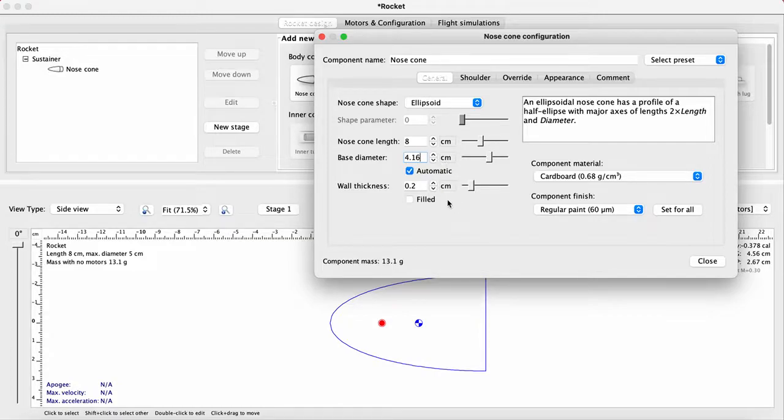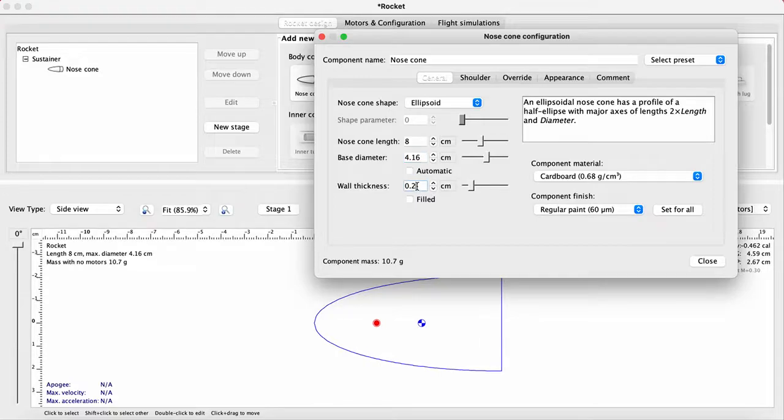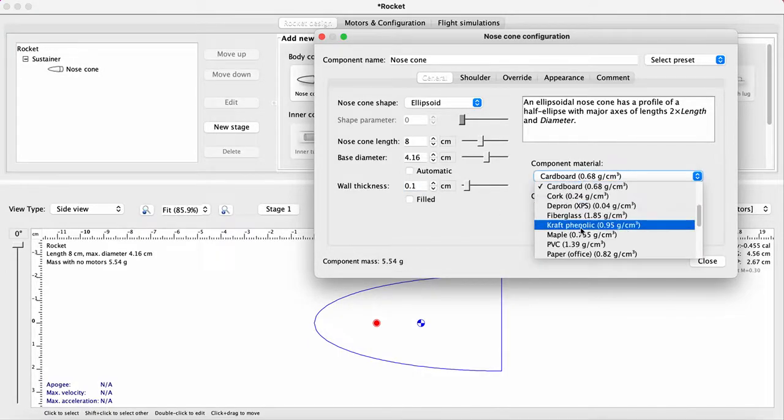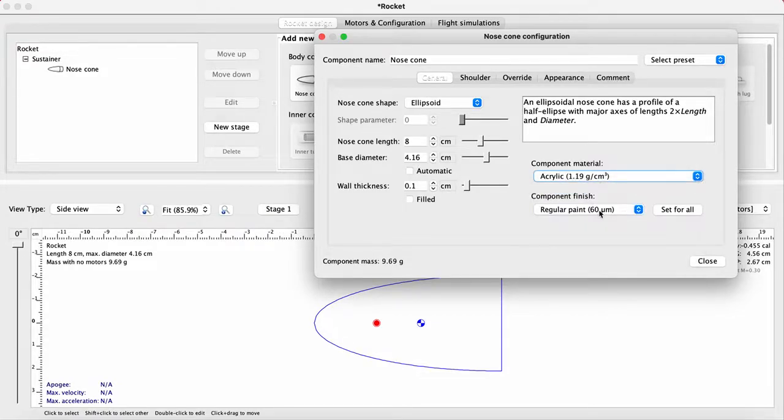Okay, and the wall thickness for the nose cone isn't too important for this, but I'm going to go ahead and say it's about 0.1 centimeters or a millimeter thick. That's roughly correct. It is definitely not made of cardboard. It is made of, the closest material is acrylic. It's a type of plastic. And yes, it will be painted, and to a good approximation, that's about the thickness of the paint.